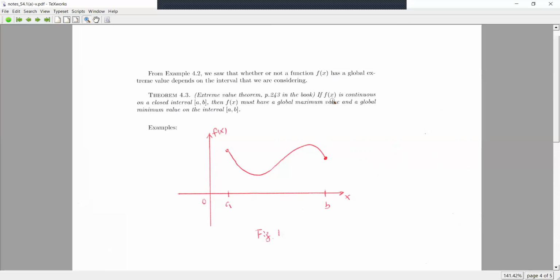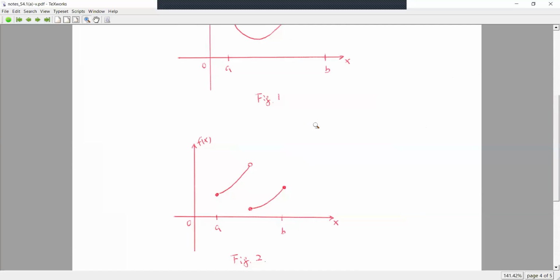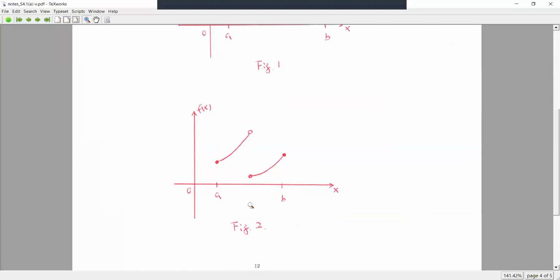However, if a function is not continuous, then there is no guarantee that the function has a global maximum or a global minimum. Here is one example. The interval AB is a closed interval. At A, the function value is this solid point. At B, the function value is this solid point. Now let me draw a curve. This time I let the curve have a jump here.